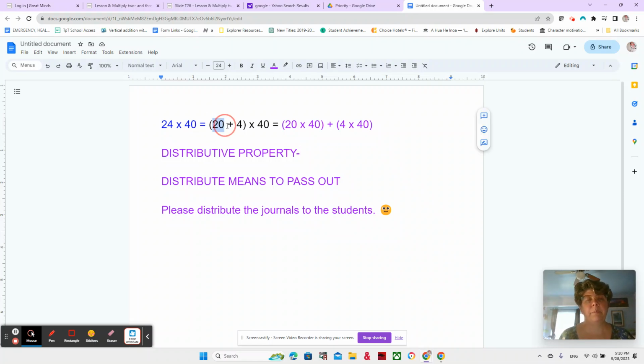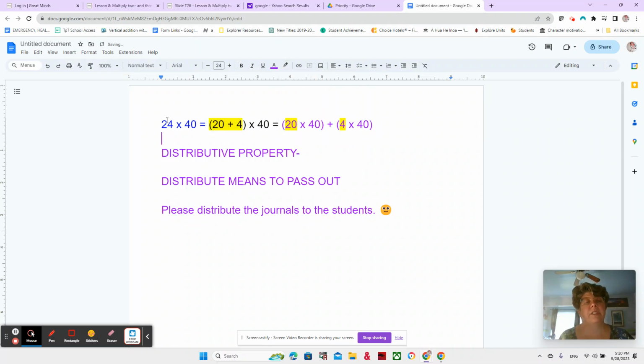And we know that we can break 24 into 20 and 4, right? So here's your 20 and here's your 4. Maybe we could highlight those. 4 and 20. Where's my highlighter? There it is. Okay. So 20 plus 4.